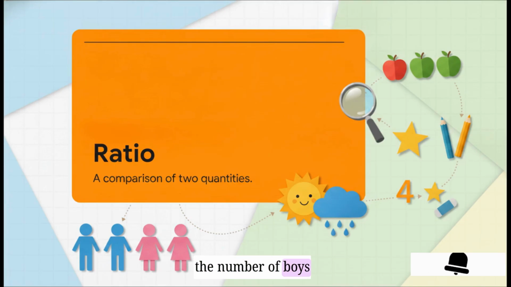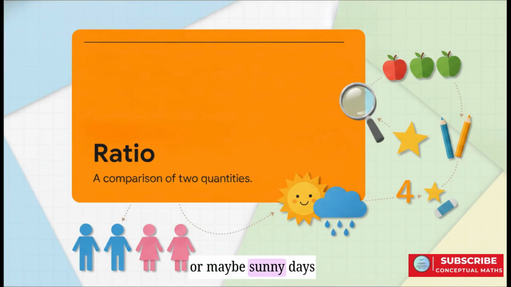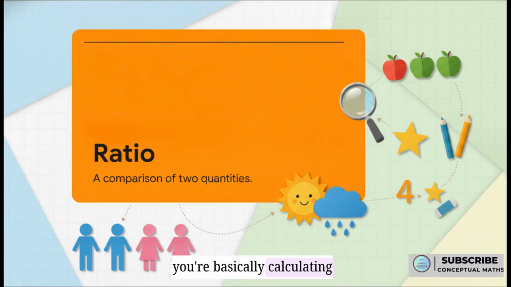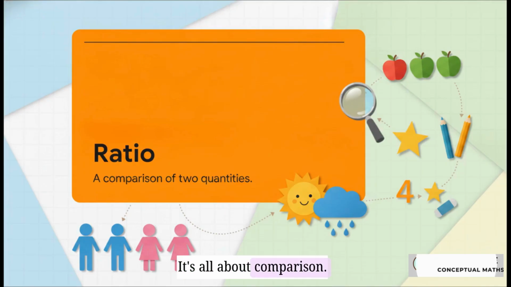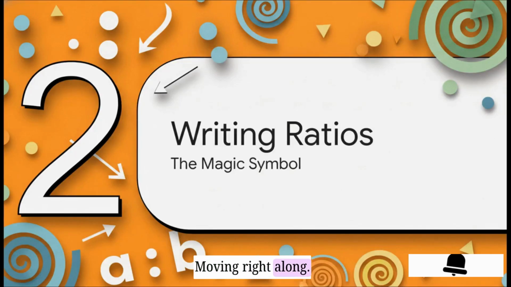Whether you're looking at the number of boys to girls in a classroom, or maybe sunny days to rainy days in a week, you're basically calculating a ratio. It's all about comparison. Moving right along, Section 2.